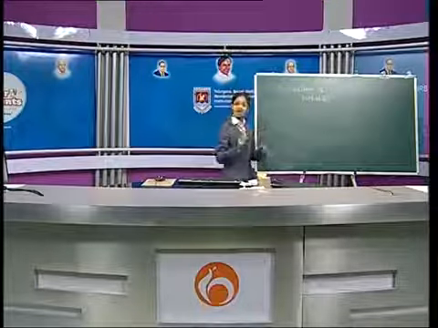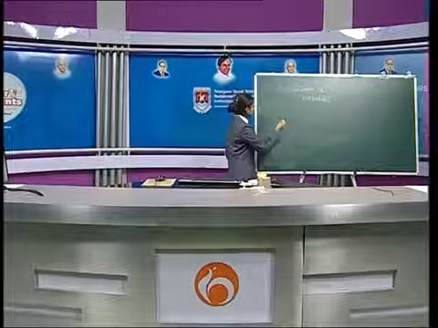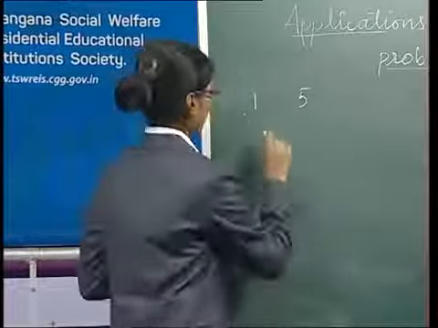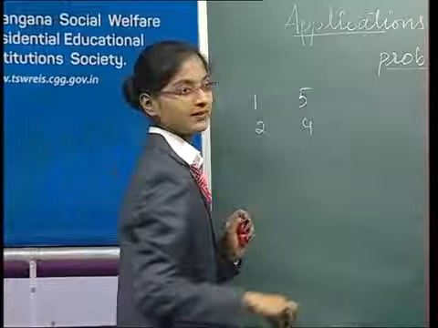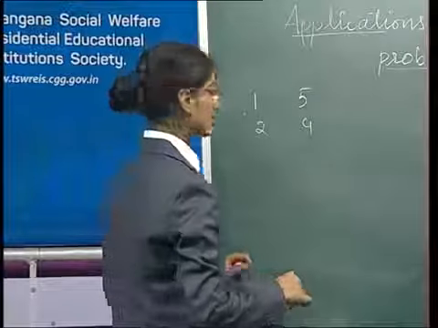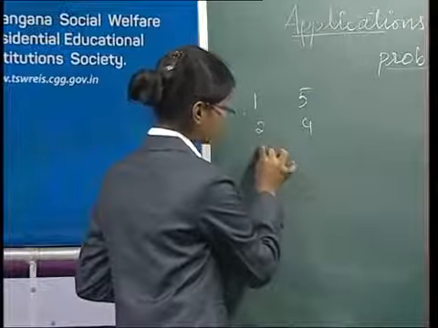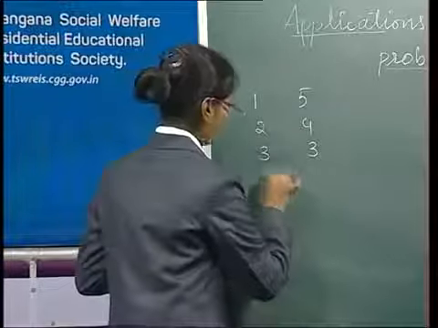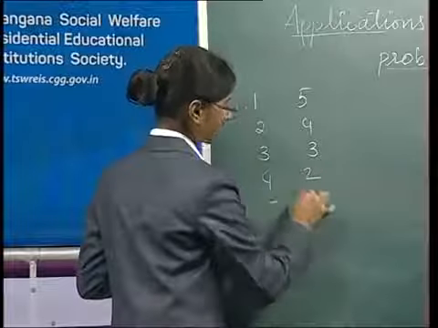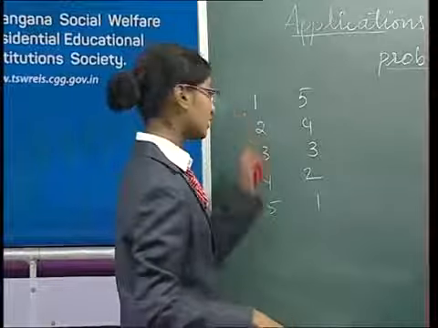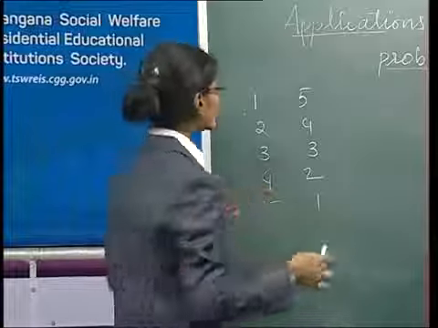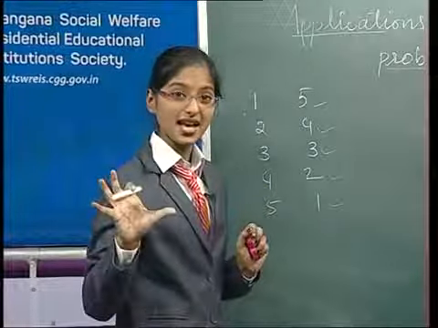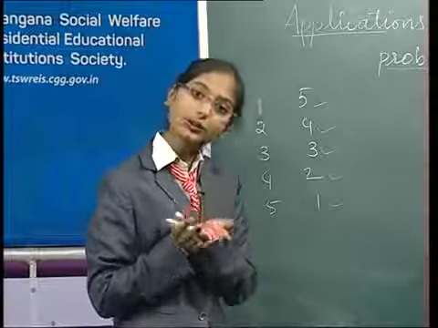How many chances are there? Maybe it may be 1 and 5, the sum is 6, and 2 and 4, the sum is also 6, and the next one is 3, 3, the sum is 6, and 4, 2 and 5, 1, the total sum is 6. So, 1, 2, 3, 4, 5. There are 5 chances to get 6 when I roll 2 dice.